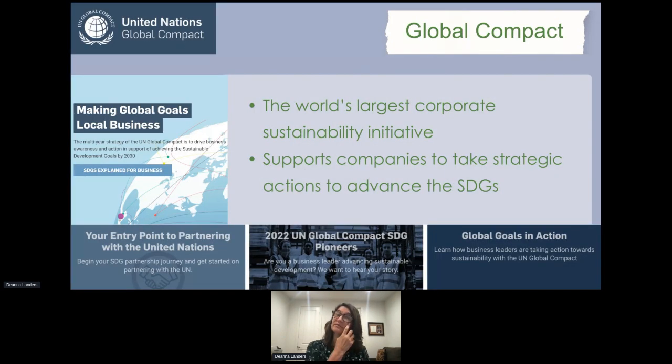But it's not just about governments. The Global Compact is also a UN concept. It is focused on businesses, and it is the world's largest corporate sustainability initiative. You can partner with the United Nations as a business, and there are tons of resources available to organizations out there through the Global Compact.